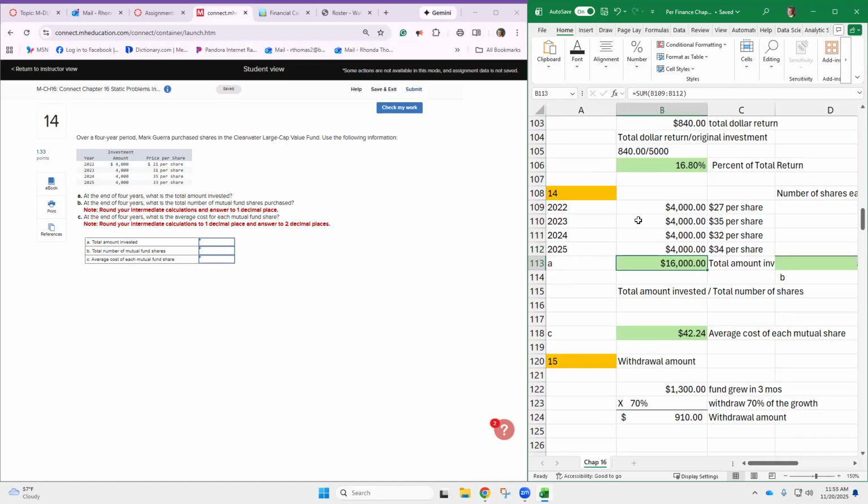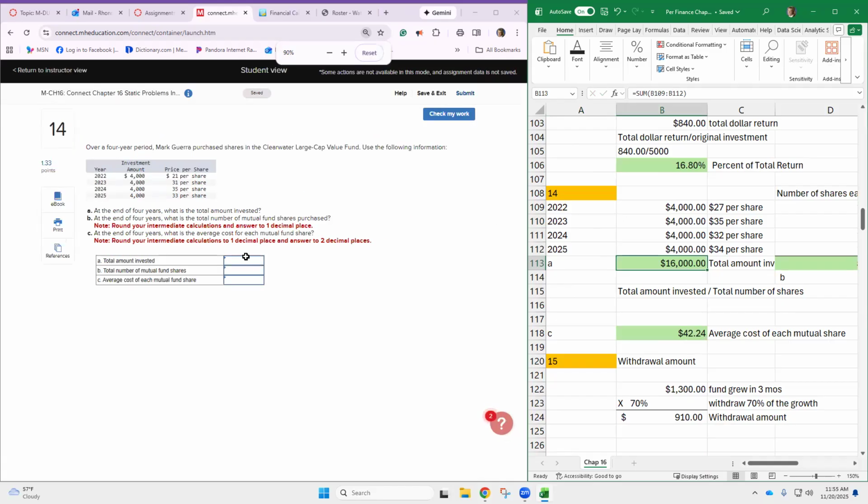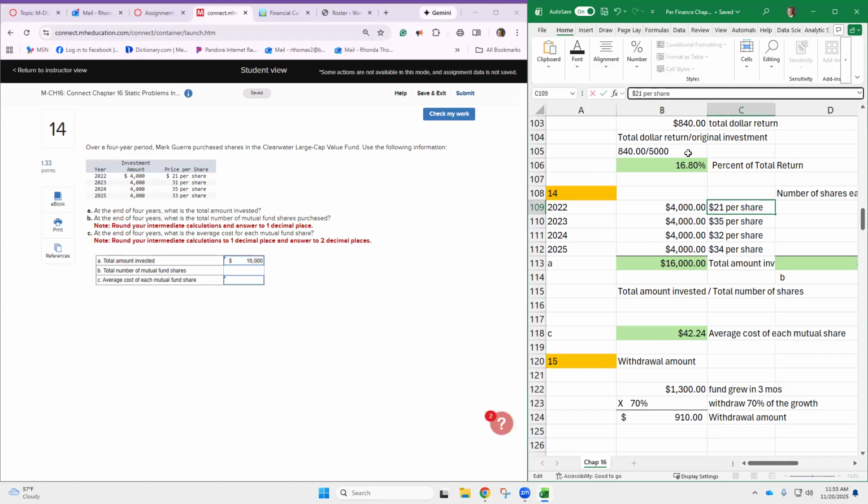So total investment, $16,000, right? Let's put that in for the total amount invested over those 4 years. Okay. All right, now let's look at what the price is per share. Okay, so in the year 2022, our price was $21 a share. Okay, 2023, price is 31. Price is 35. And then price is 33. So we got 35 and 33.